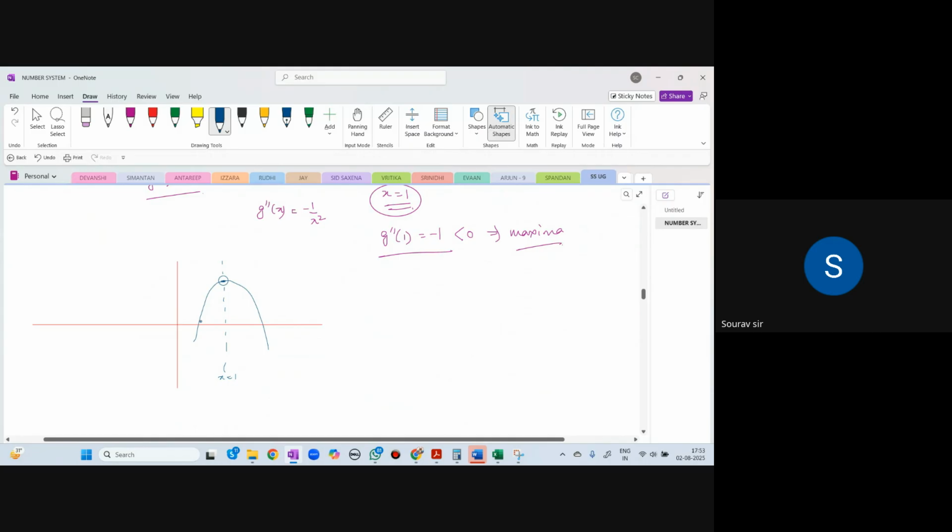That means between 0 and 1, there will be a point where g(x) will be 0. So this is one root of g(x), which means this is one point of intersection of f1(x) and f2(x). Clear? The second point of intersection will be greater than 1, but we don't know where it is. Understood?